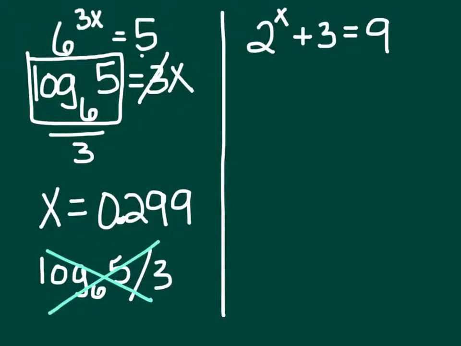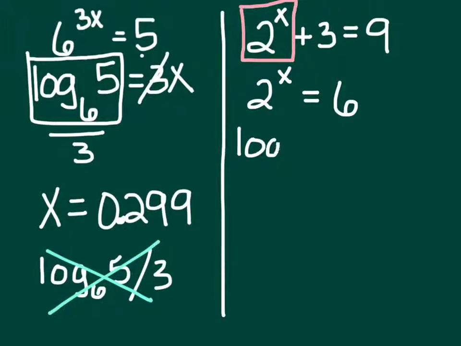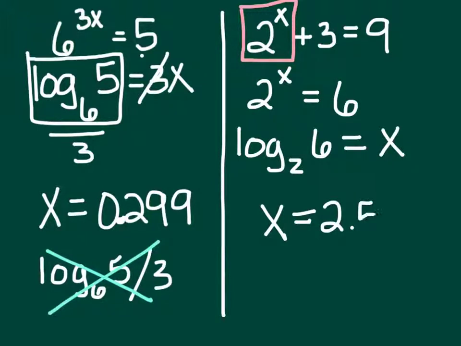So here's one, 2 to the x plus 3 equals 9. When you have an exponential equation and you want to rewrite it as a logarithm, before you can rewrite it as a logarithm, you must isolate your exponential part. So in this case, we have to move that 3 out of the way. We need to subtract it, and we have 2 to the x equals 6. Now we can rewrite it, log base 2 of 6 equals x. And log base 2 of 6 can be done in the calculator, so we know that x equals 2.585.